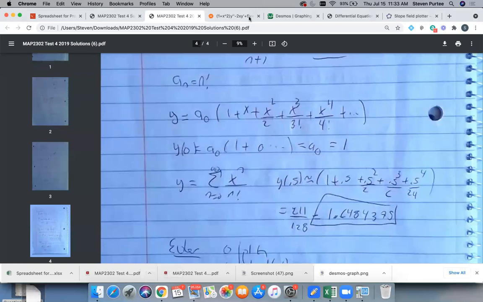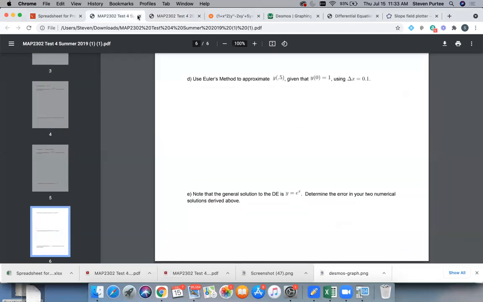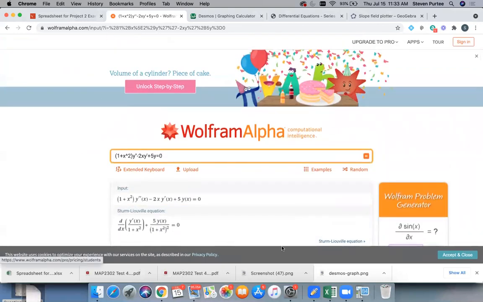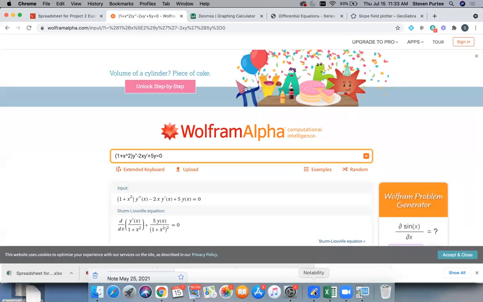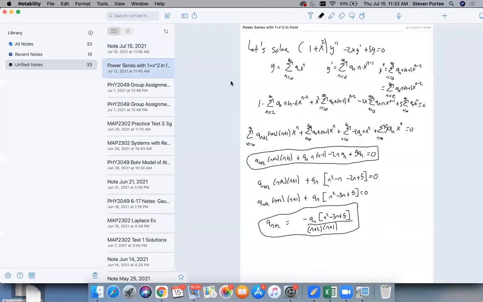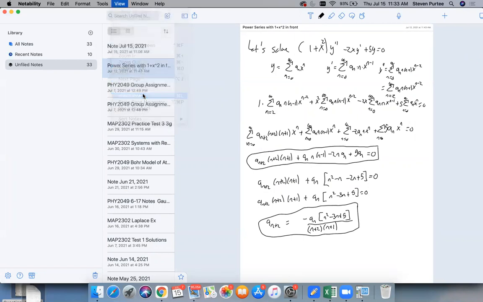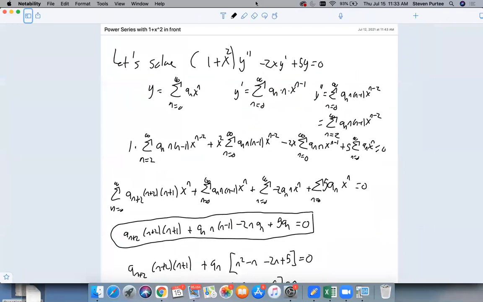Okay. I also want to do some more complicated power series. So most of the power series we've done just had a constant or maybe an x in front. I thought we would do one that has like a 1 plus x squared in the front of the DE. I've uploaded this document into Canvas, by the way. I saved this as a PDF and uploaded it.